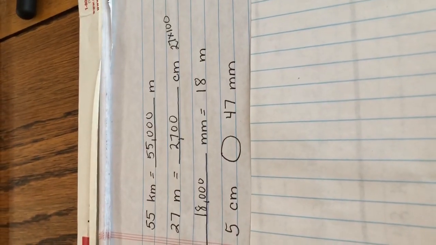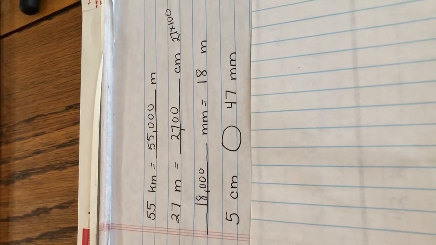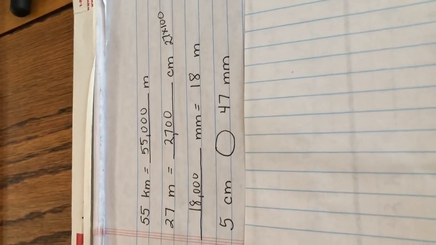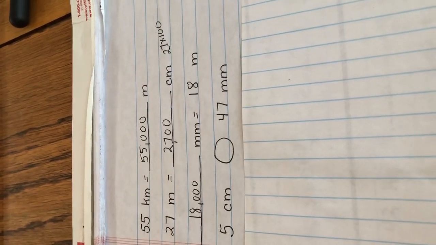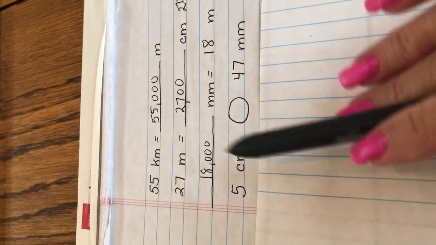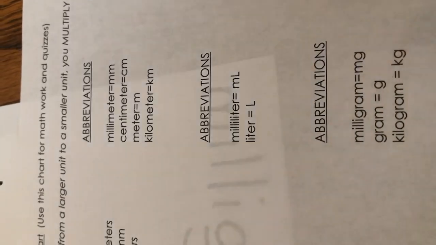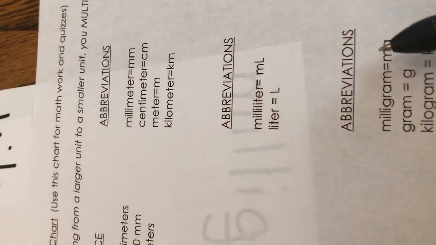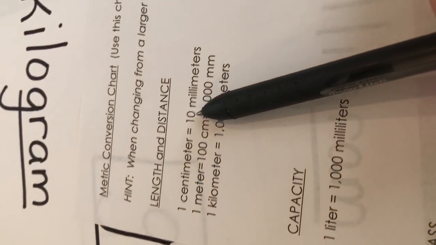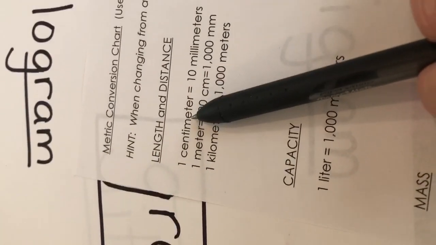All right, next we have a comparison. Now when we do a comparison, we don't want to change both sides. We want to change the side that has the larger unit. And we know that centimeters are larger than millimeters. If you're not sure, you can check your chart because they are in order from smallest to largest. So when we look here, we can see that it takes 10 millimeters to equal 1 centimeter.